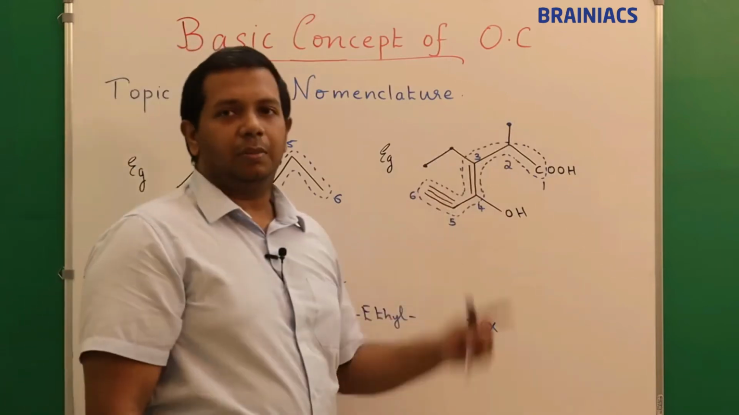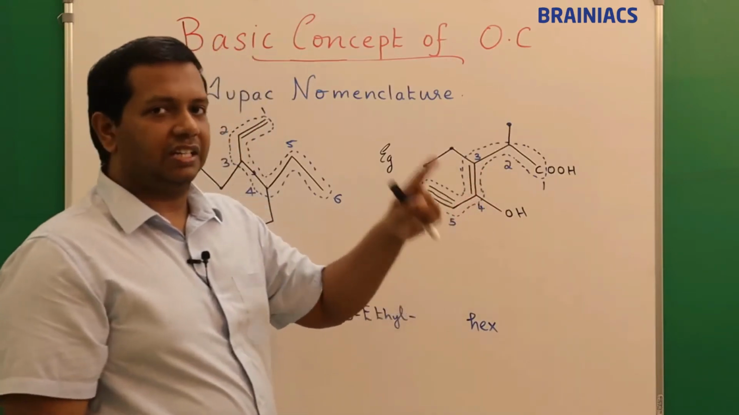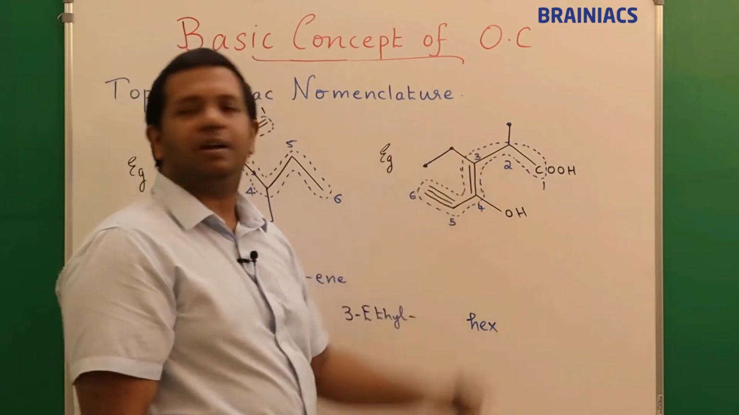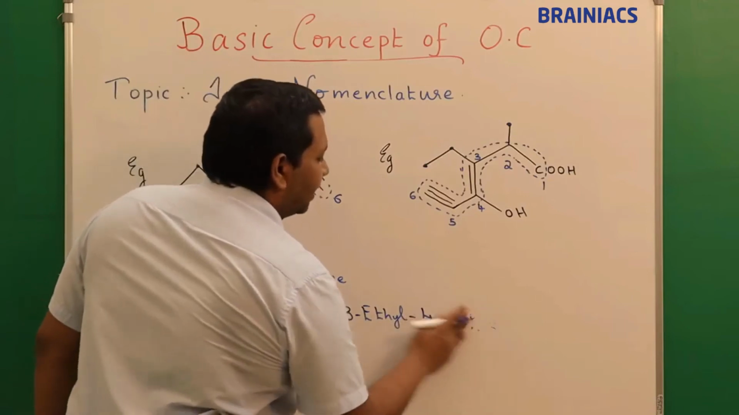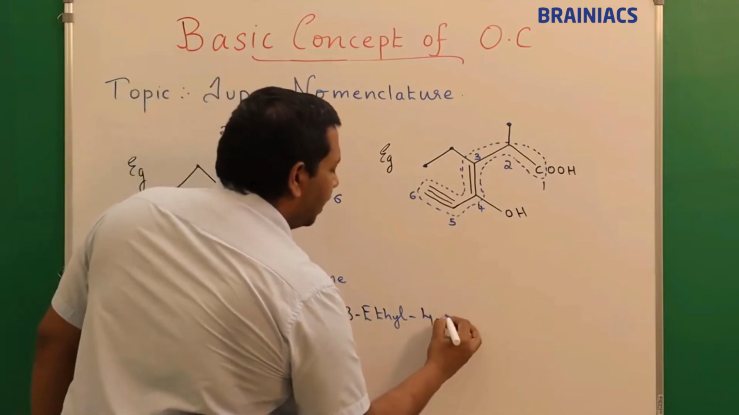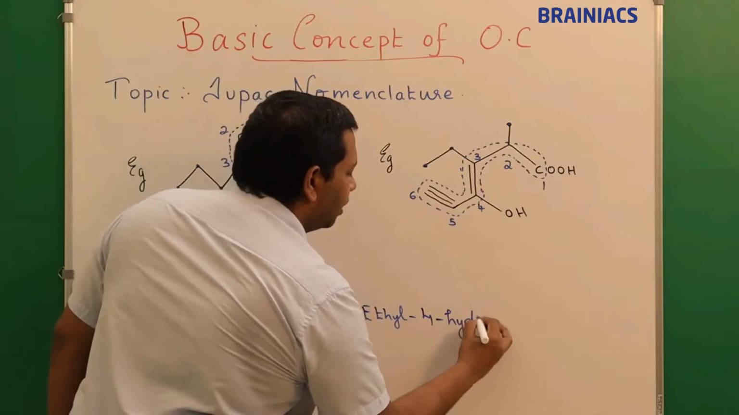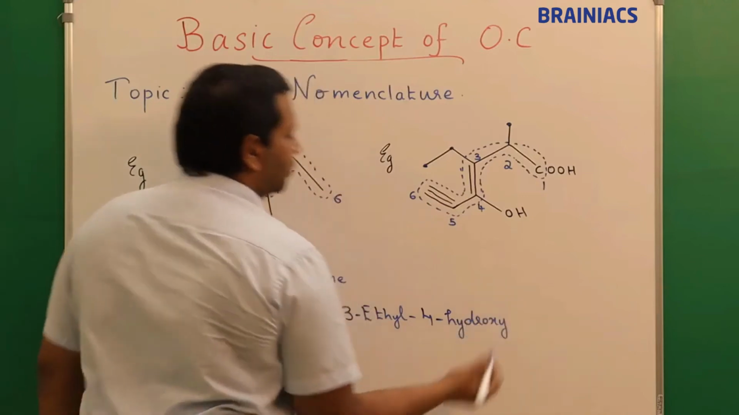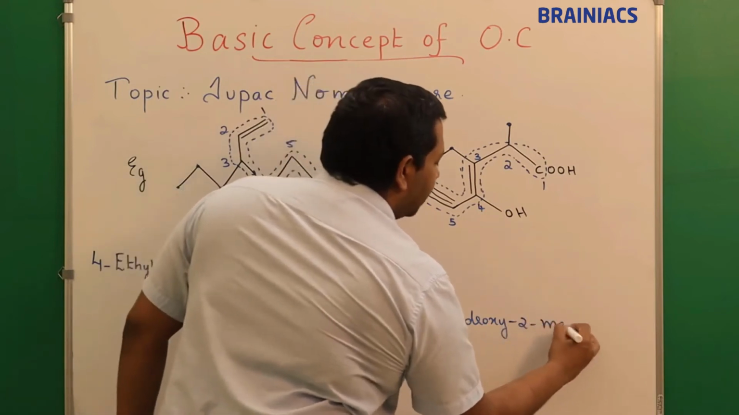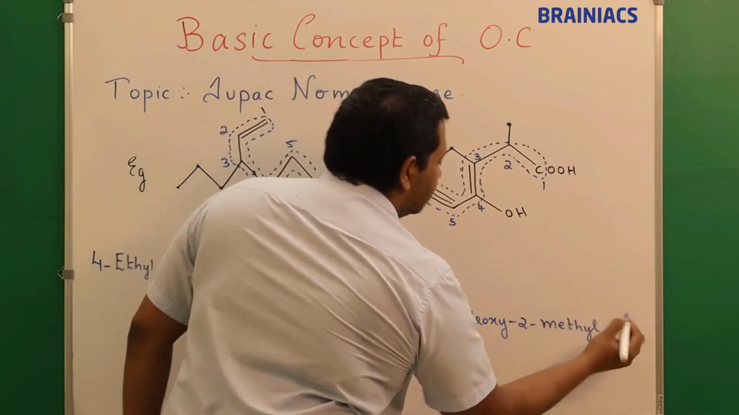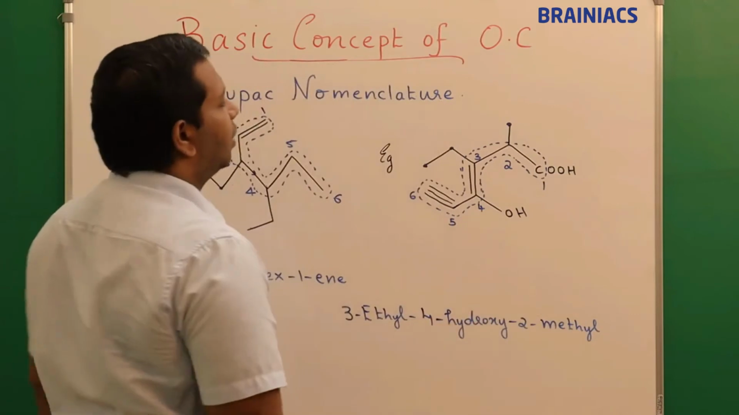So who comes first? A, B, C, D, E, F, G, H, I, J, K, L, M. So H will come first, correct? So that will be 4. I can say 4-hydroxy. Tell me, 4-hydroxy. Then comes 2-methyl. Okay, 2-methyl, there is no space there, so I am writing down methyl.